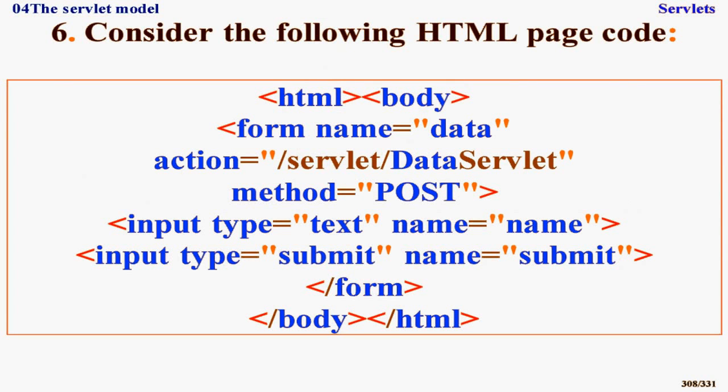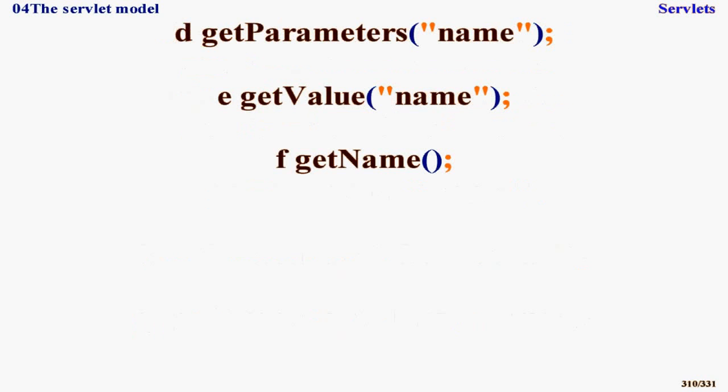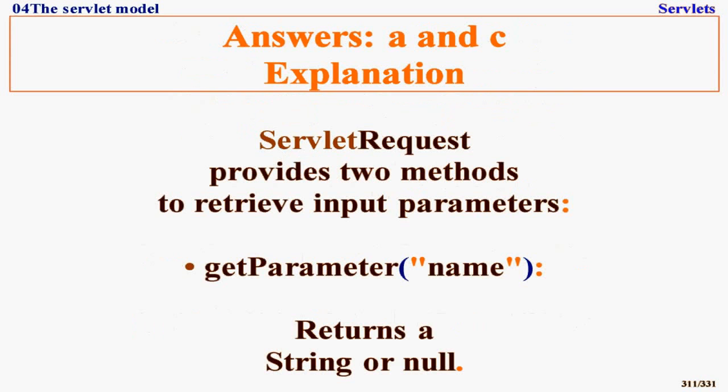6. Consider the following HTML page code. HTML, body, form name=data action=servlet.DataServlet method=post, input type=text name=name, input type=submit name=submit, end form, body, HTML. Identify the two methods that can be used to retrieve the value of the name parameter when the form is submitted. A. getParameterName. B. getParameterValueName. C. getParameterValuesName. D. getParametersName. E. getValueName. F. getName.